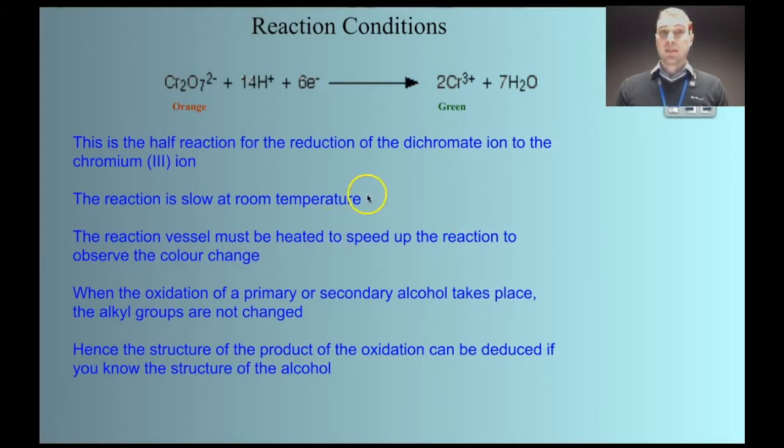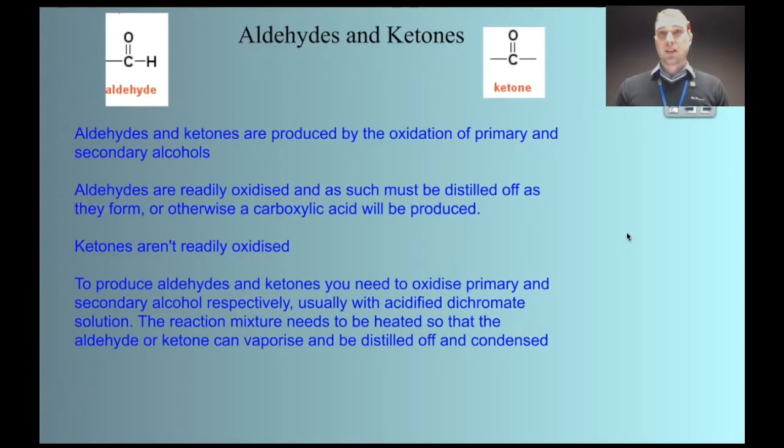Like I said before, the reaction is a bit slow, so we need to warm up the reaction vessel when we do this. So the products of oxidation of primary and secondary alcohols are immediately aldehydes and ketones: aldehydes for the primary alcohol and ketones for the secondary alcohols. Ketones don't readily oxidize further, but aldehydes do. The fact that aldehydes do is what we can use to determine if our mixture contains an aldehyde or a ketone. We're going to be using Tollens reagent.